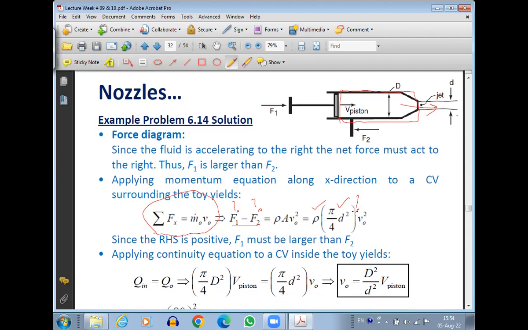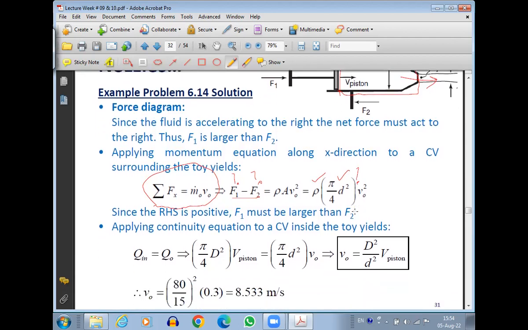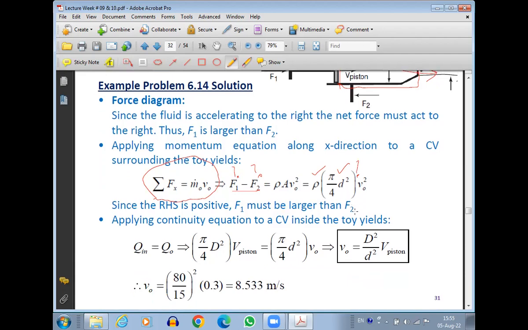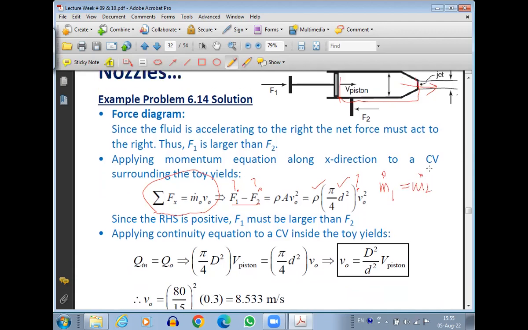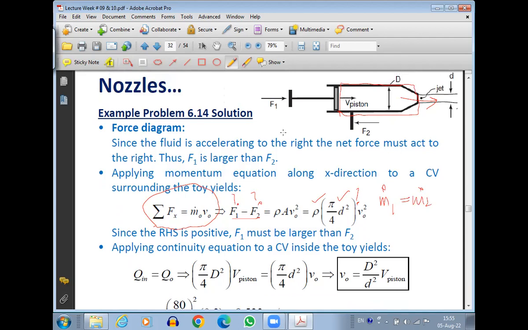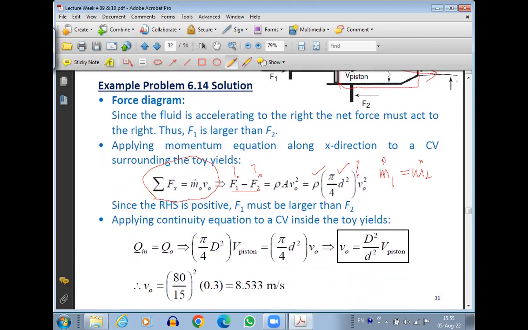Now, the second thing we can do is apply the continuity equation. So the continuity equation says m dot 1 equals m dot 2. Point 1 could be considered the point at the piston. Let's say this is point 1. Point 2 is the point coming out of the nozzle. So the densities are going to cancel each other, and now we will have A1 V1 equals A2 V2.